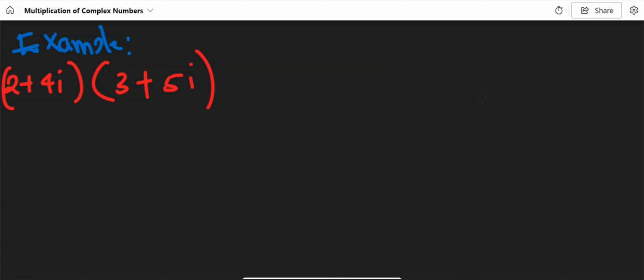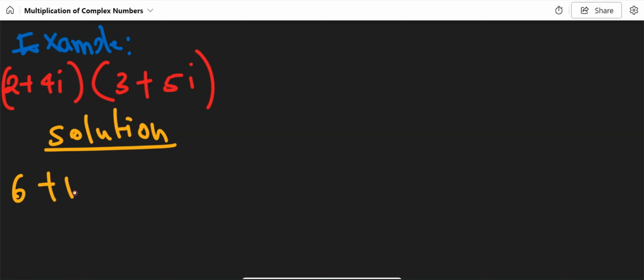Let's just clear this first. Okay, so now we solve it. So solution. 2 times 3, 6. 2 times 5i, that is 10, so plus 10i. 4 times 3, that is plus 12i. Then 4i times 5i, that is plus 20i squared. As usual, this is negative 1.